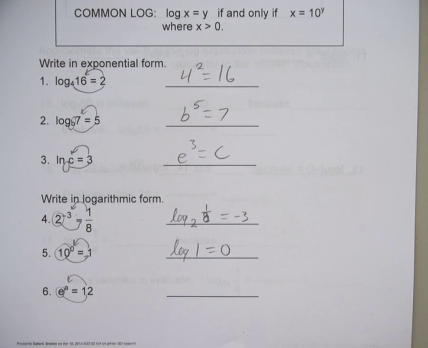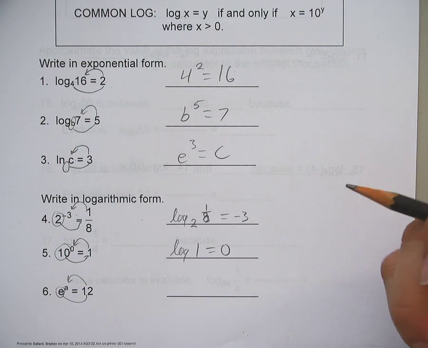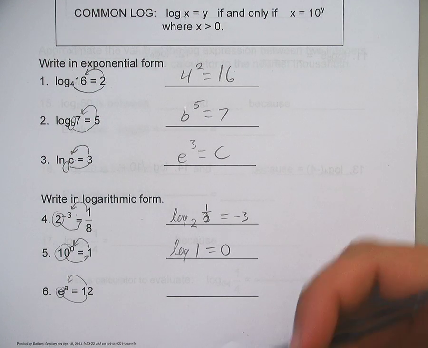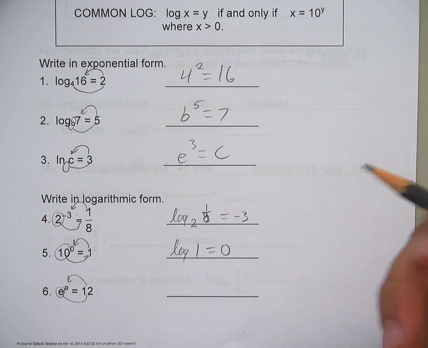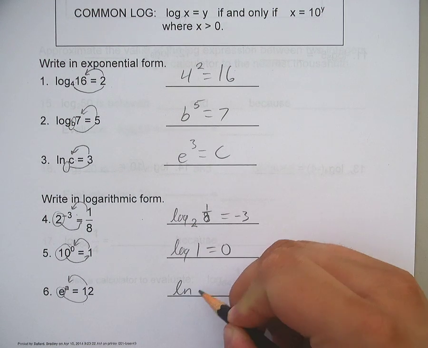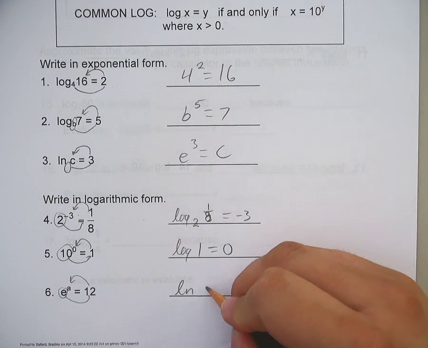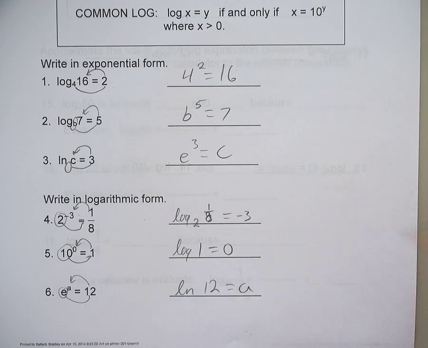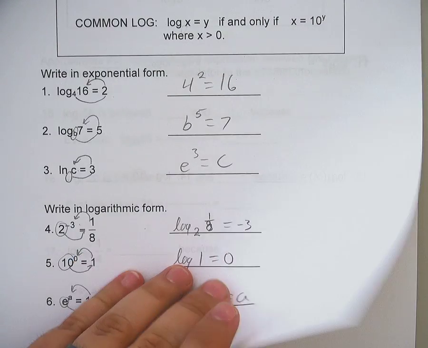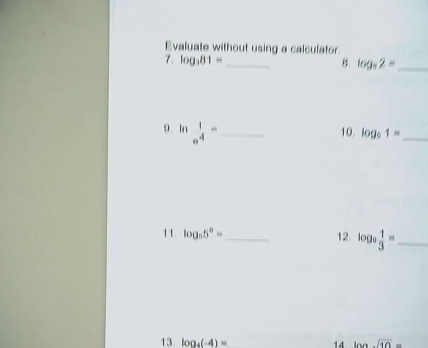Now, this one is a little bit different because with e, remember, e is your base. And anytime you have a log with a base of e, it's the natural log. So it's the natural log of a equals 12. So a little bit different. It takes some getting used to. These we're going to do with a calculator.